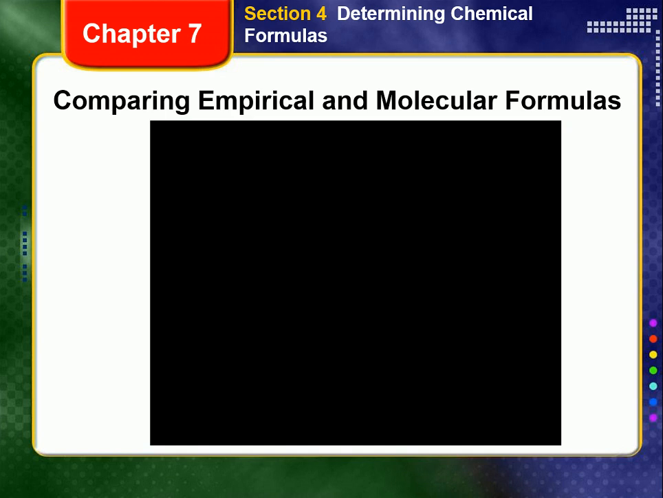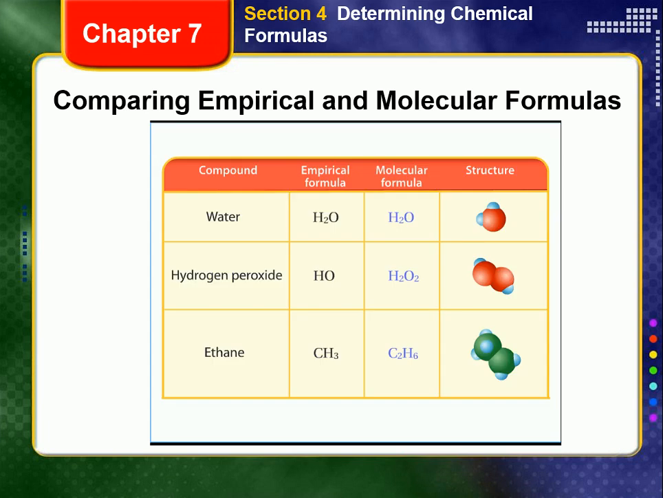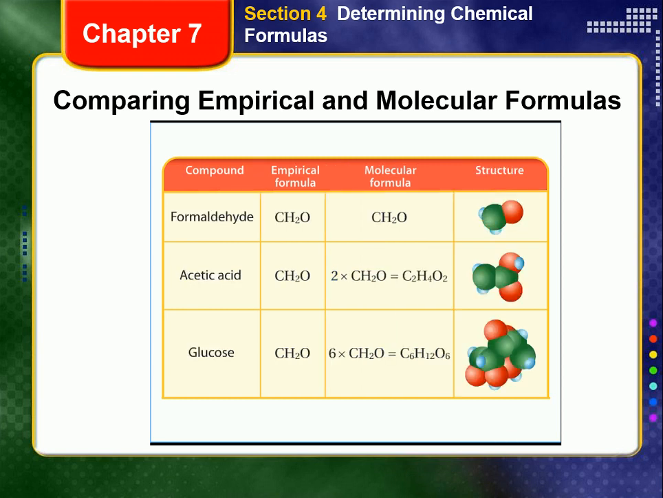The empirical formula of a compound is the simplest formula for that compound. The molecular formula, on the other hand, shows you exactly how many of each type of atom is in the molecule. The molecular formula is always a multiple of the empirical formula. In some cases, two compounds can have the same empirical formula but different molecular formulas.